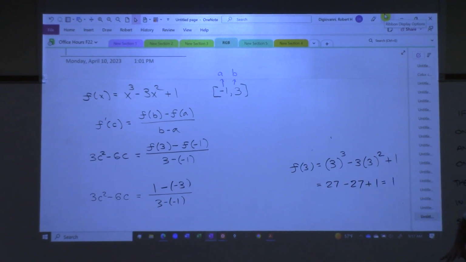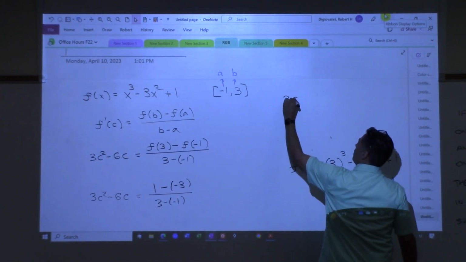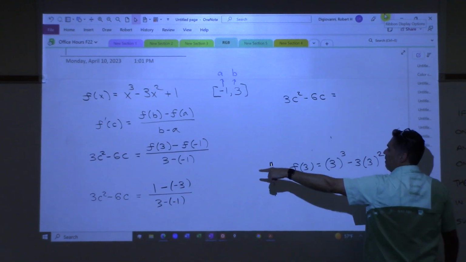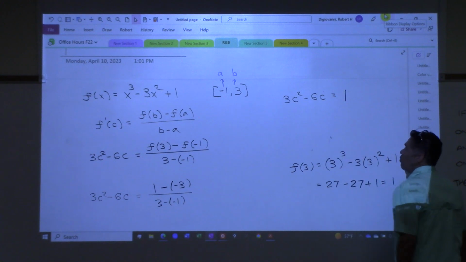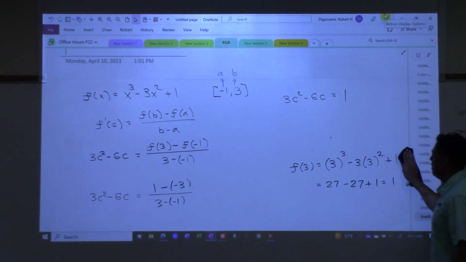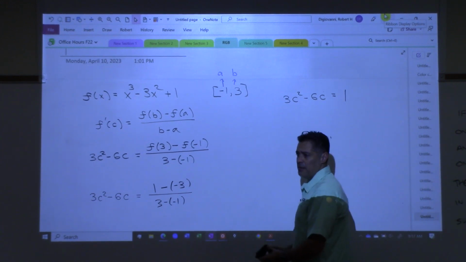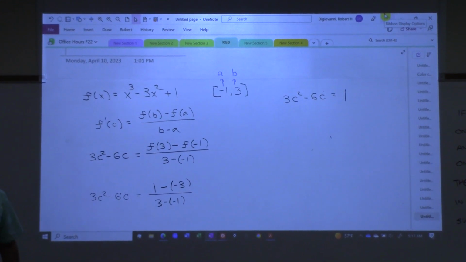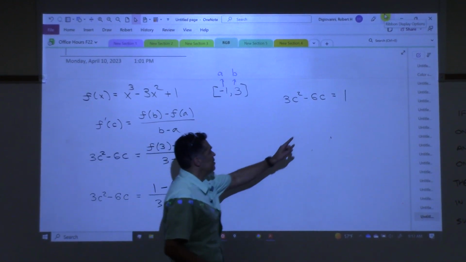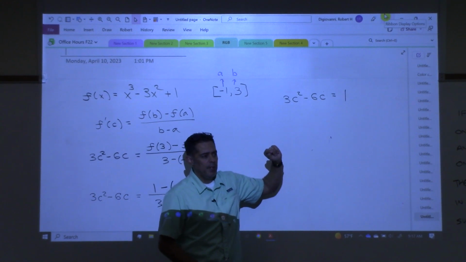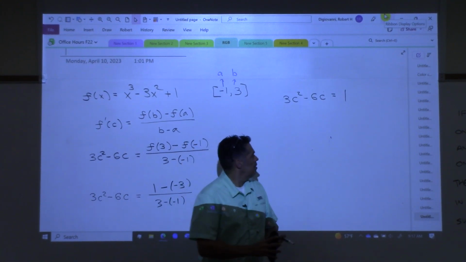No? Next line, 3c squared minus 6c must equal, the top is 4, the bottom is 4, so it should equal 1, right? Not 0 this time. That 1 on the right-hand side makes a huge difference in terms of how we solve the equation. Because previously, on the previous example, this was 0, and then all I did was factor the left-hand side, right? Can't do that here.